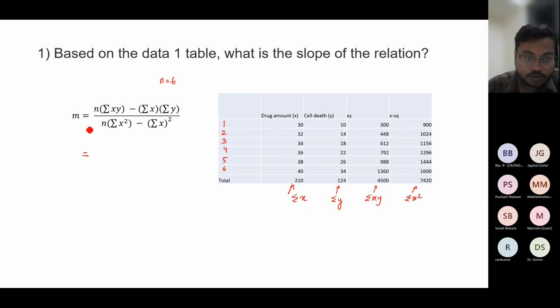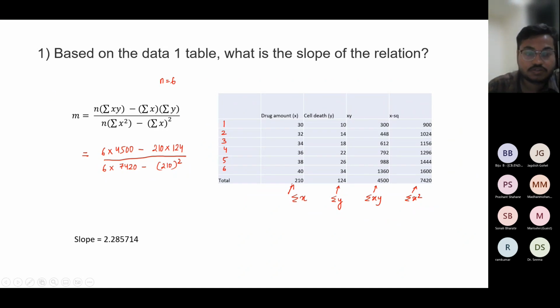So we'll put 6 into summation of xy, which is 4500, minus summation of x, which is 210, into summation of y, which is 124, divided by 6 into summation of x square, which is 7420, minus summation of x whole square, which is 210 whole square. After solving this equation, we find that the slope comes out to be 2.286, if I round it off. Is that clear?